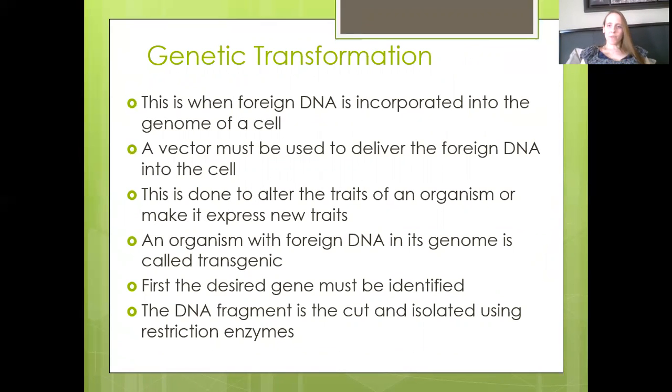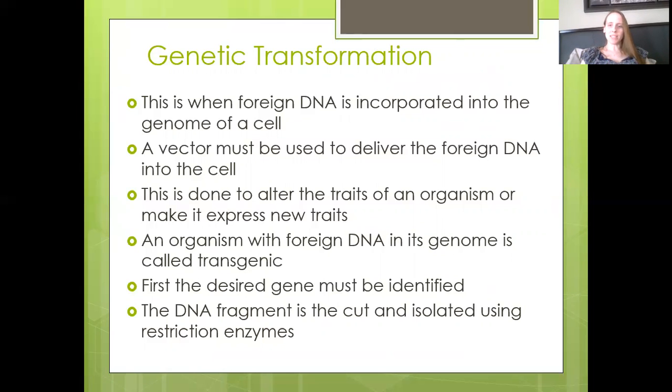So when the foreign DNA is incorporated into the genome of a cell, and then that organism starts producing those proteins and exhibiting a new trait, that is genetic transformation. In order to get the new or the foreign DNA into an organism's cell, you do have to use a vector, which moves the DNA in. One of the more common vectors that are used are viruses. Essentially, you take the viral DNA out of the virus, put the foreign DNA into the virus, and then the virus injects what it thinks is its own DNA into the cells. It's really injecting in the foreign DNA.